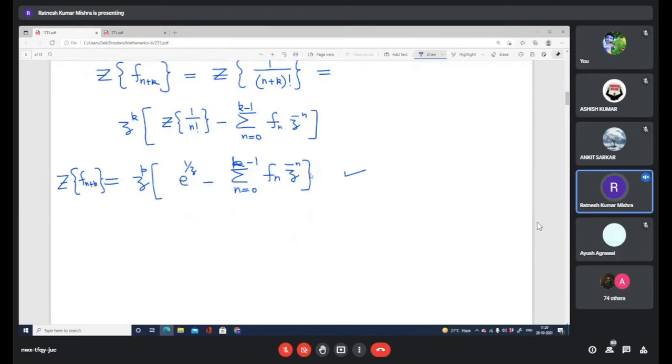So for k equal to 1, you can find it. Simply substitute k equal to 1 here. Tell me, what will we get? For k equal to 1, it is not p, it is k. For k equal to 1, the z transform of f(n plus 1). Is the connection clear?